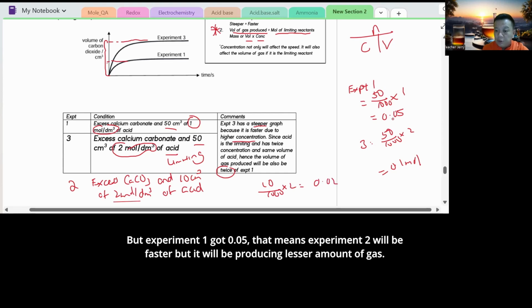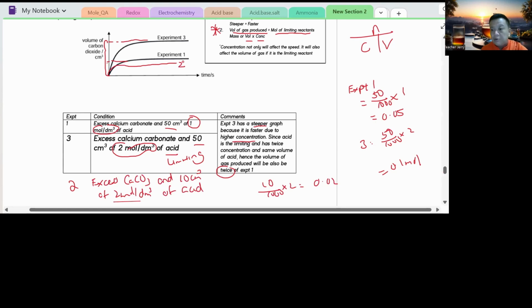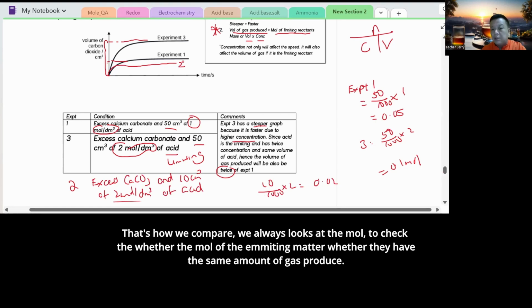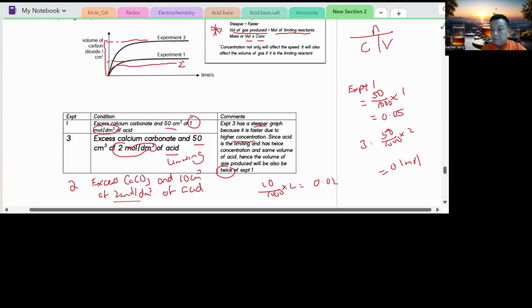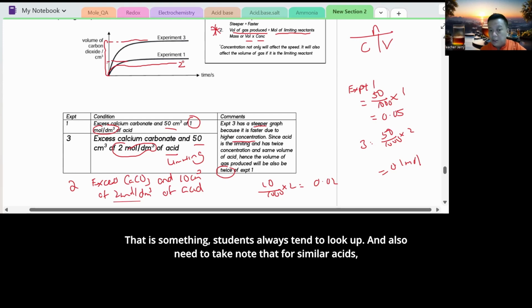But experiment 1 got 0.05. So that means experiment 2 will be faster, but it will be producing a lesser amount of gas. So that's how we compare. We always look at the mole of the limiting reactant to check whether they have the same amount of gas produced. That is something that students always tend to overlook.